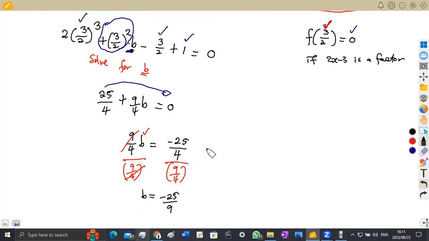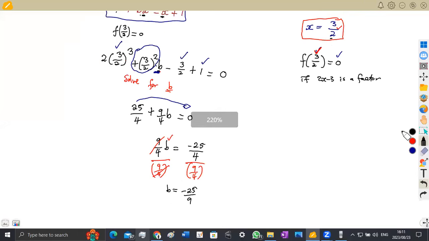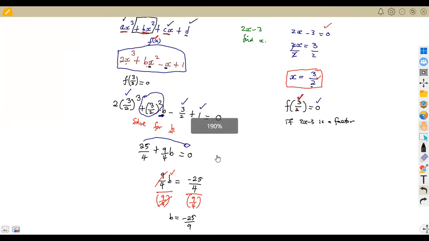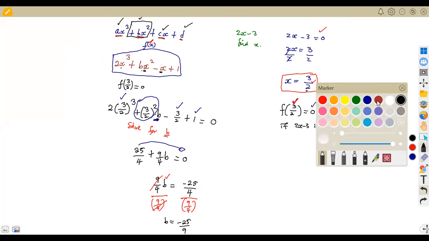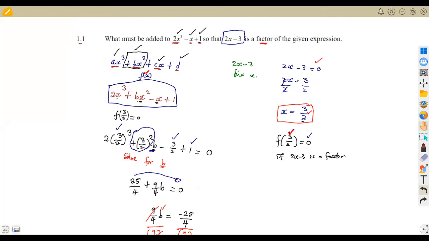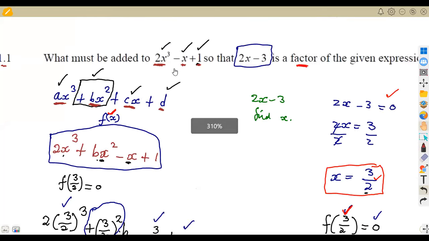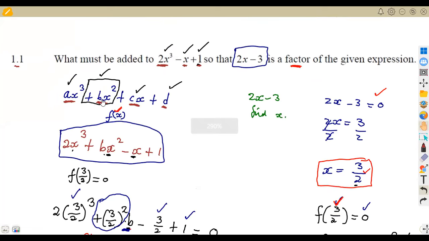So meaning to say, the part that is going to be added in this whole expression that we had, remember, we said our expression was supposed to be like this. We're supposed to work with this expression. But now we found that the whole expression that we had before was 2x cubed minus x plus 1. So I said, what must be added to this part? The part that must be added is this one, bx squared.